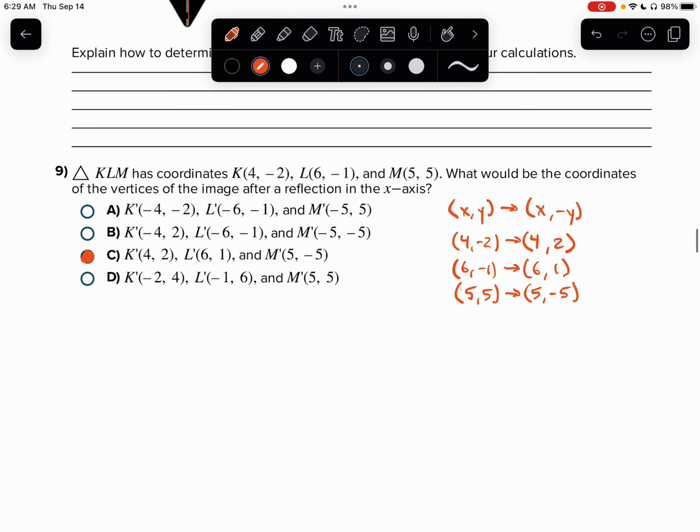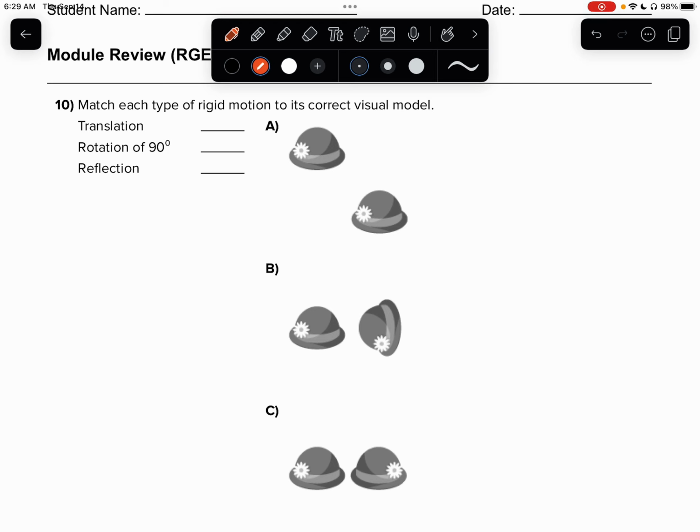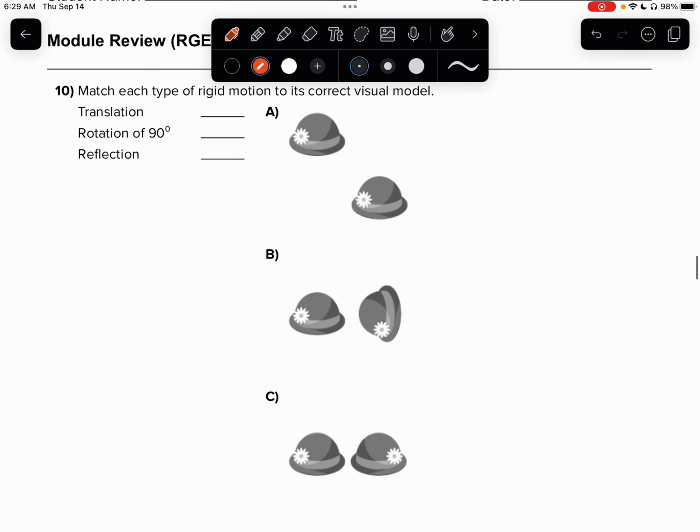So just remember, for an x-axis reflection, x stays the same. For a y-axis reflection, y stays the same. All right, number 10, match each type of rigid motion to its correct visual model. Translation, you're just moving it somewhere else. That would be A. Rotation, you're turning it. That would be B. Reflection, you're flipping it. That would be C.